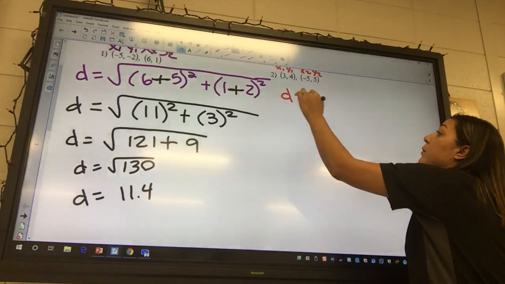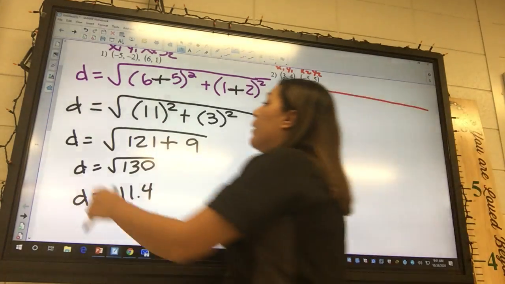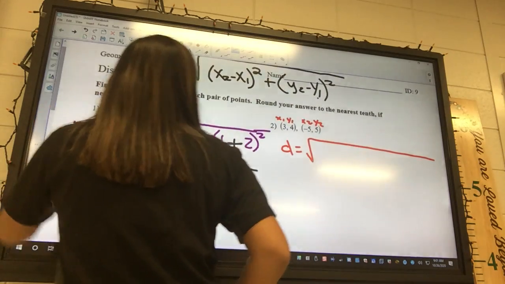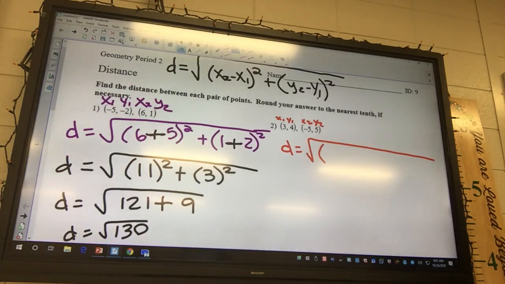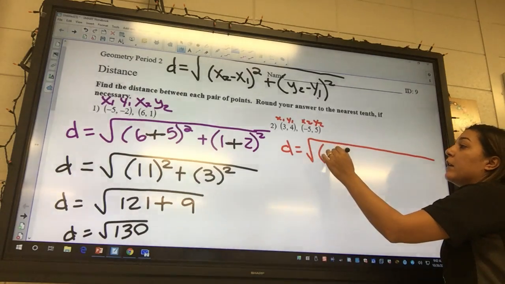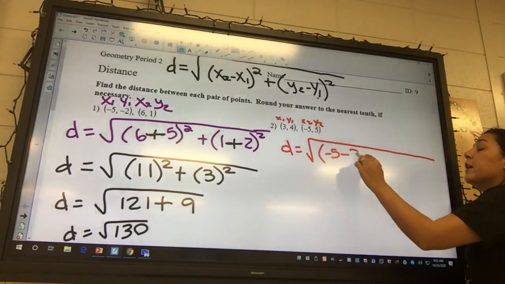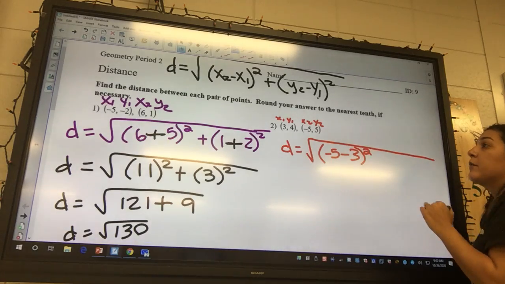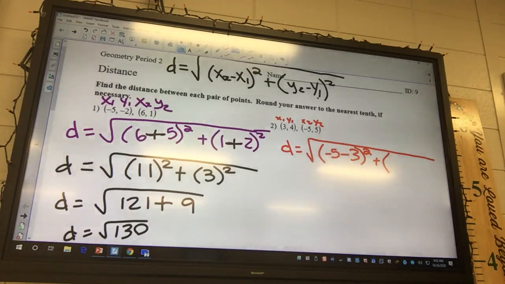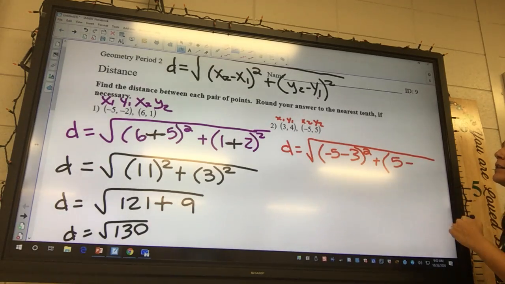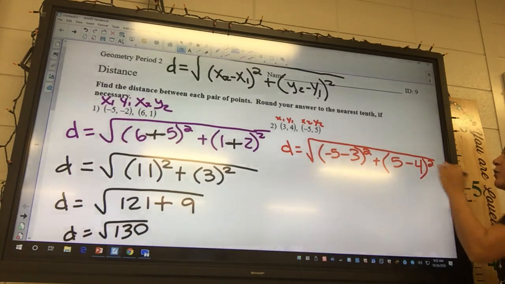So we got D equals, and we can draw our big huge parenthesis or square root. So I got parentheses x2 minus x1. Our x2 is 4. -5 minus our x1, 3. We need to close the parenthesis and squared. Plus parenthesis y sub 2, 5, minus our y sub 1, which is 4. Close the parenthesis and square it.